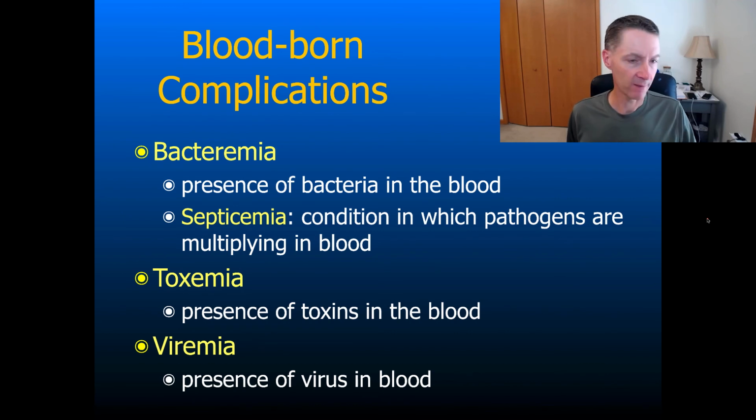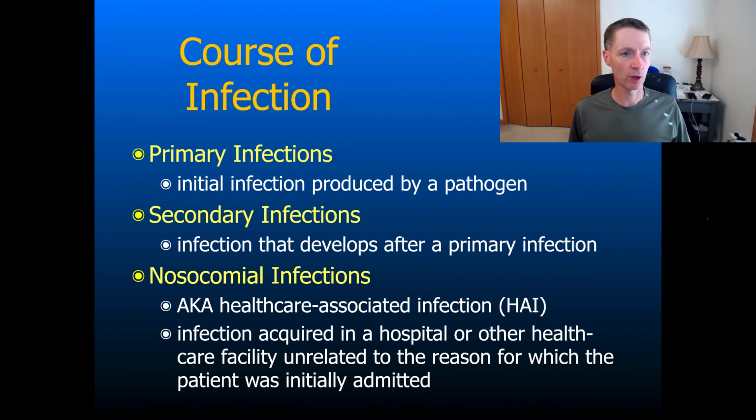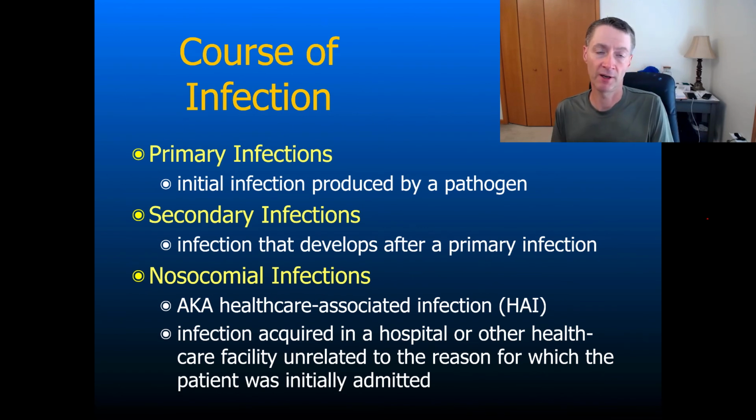Enough about that. One more slide about the course of infection. So a primary infection would be an initial infection that's produced by a pathogen. Okay, this was the original problem, primary infection. A secondary infection would be an infection that develops after the primary infection, right? So this infection sat there, caused major issues maybe, and then developed into another infection.